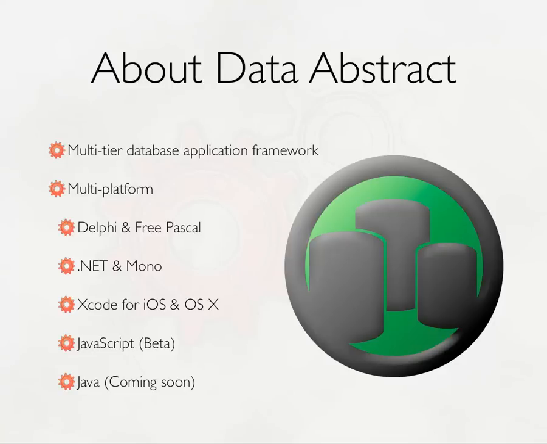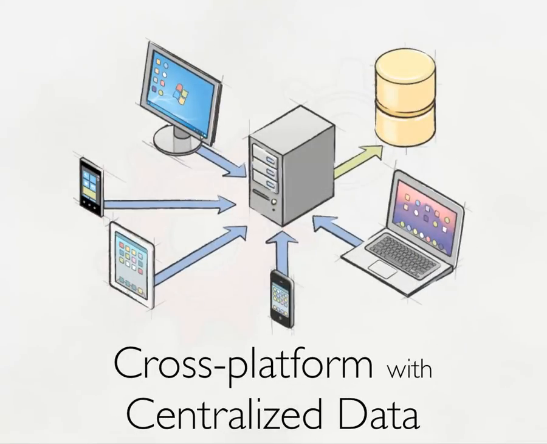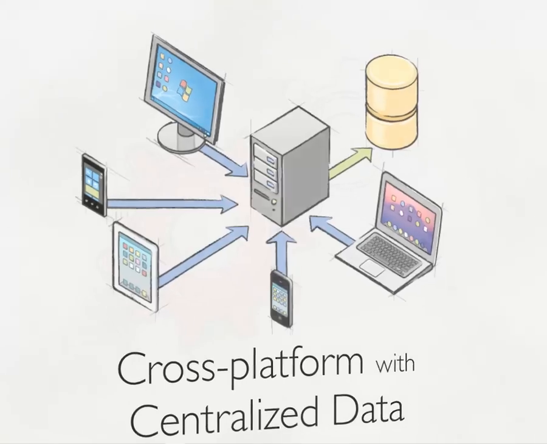So with the Java version out, really you'll be able to run data abstract on any platform out there. And the great thing about data abstract is that it's native for each of those platforms. So the library is rewritten from the ground up to work on each platform natively. So data abstract makes building cross-platform applications with centralized data very easy. This means you can have a native application developed for each of these platforms, any platform, and then all those applications can share a centralized data source.